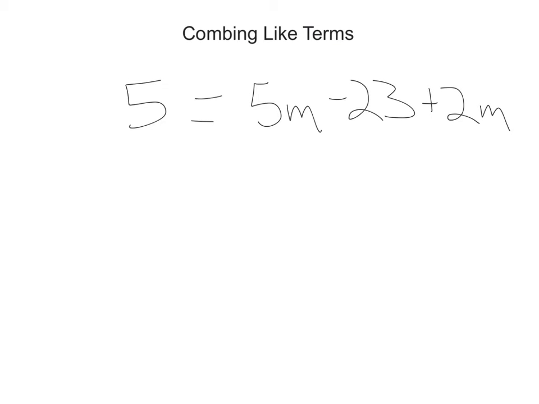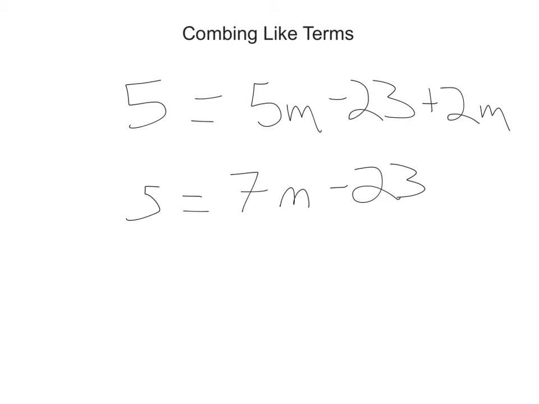It can also work for equations. So let's solve an equation. 5 equals 5m minus 23 plus 2m. 5m and 2m can be combined because they're like terms, so that makes 7m. So now we have 5 equals 7m minus 23.